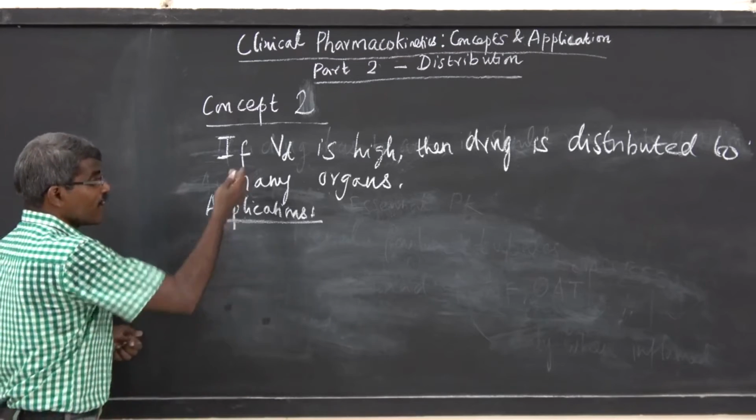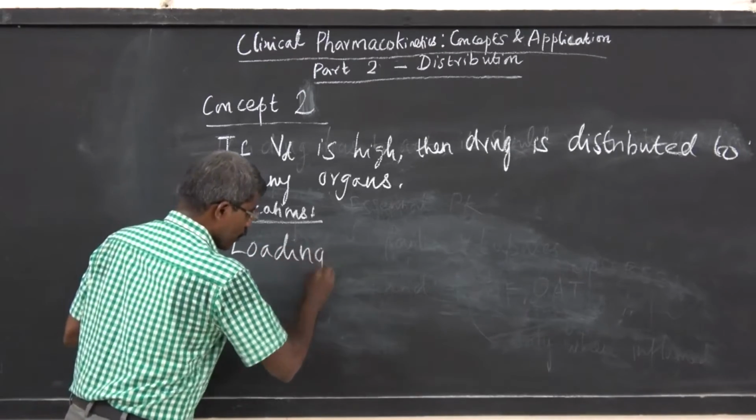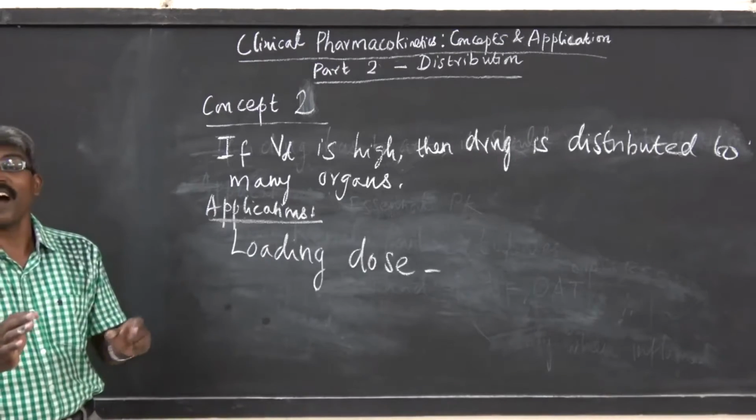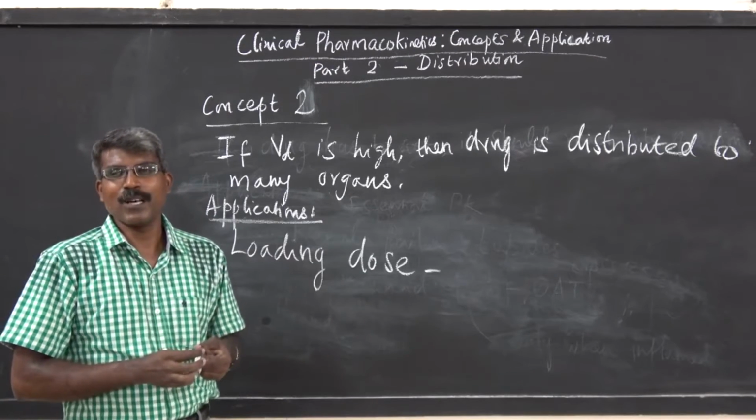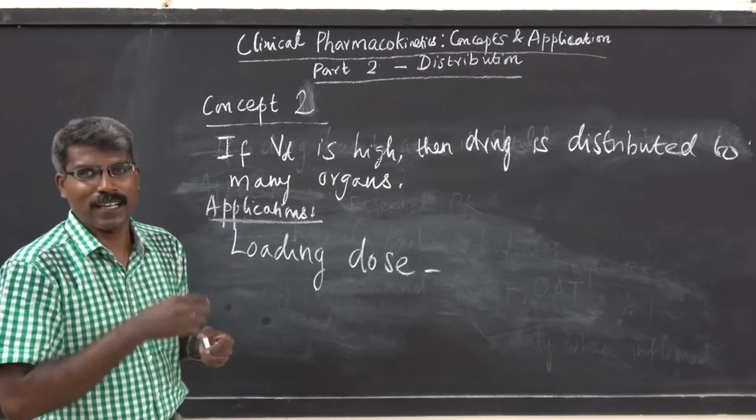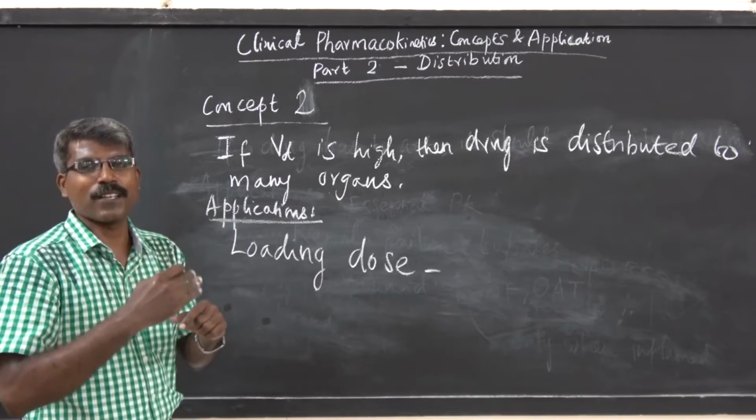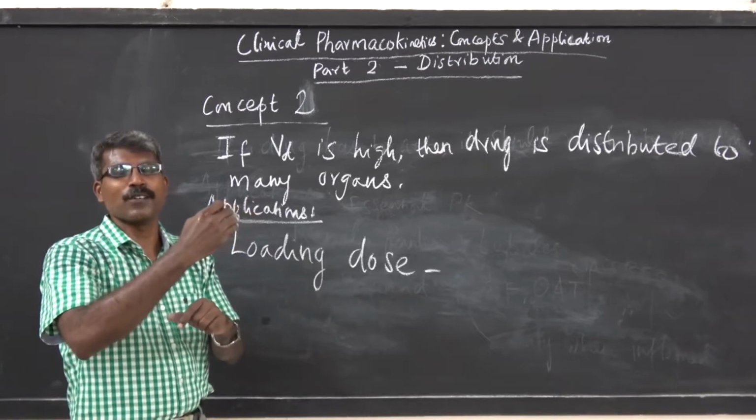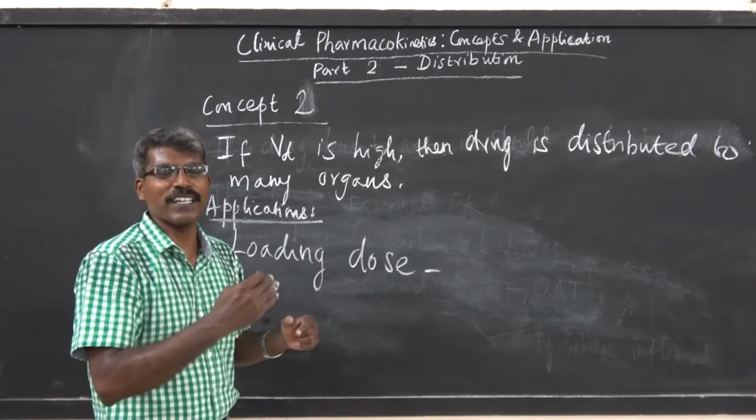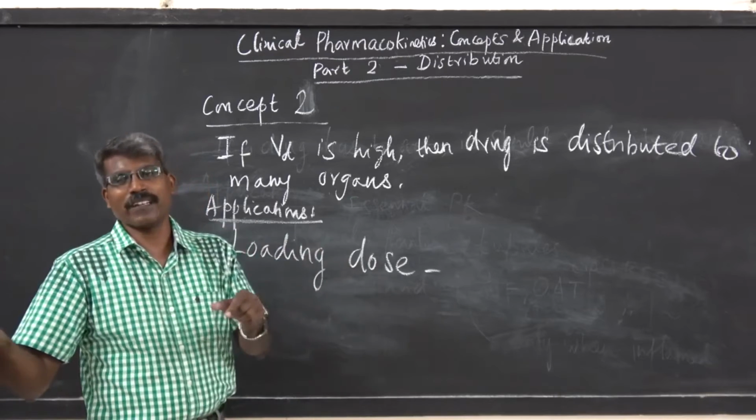Now, how can we do about that? This comes to the concept of what we call a loading dose. For drugs with high volume of distribution, if we want the action to start faster, we give a dose which is called a loading dose. We give a high dose so that the concentration we want to attain in plasma is attained at a faster rate, and then we give a maintenance dose.